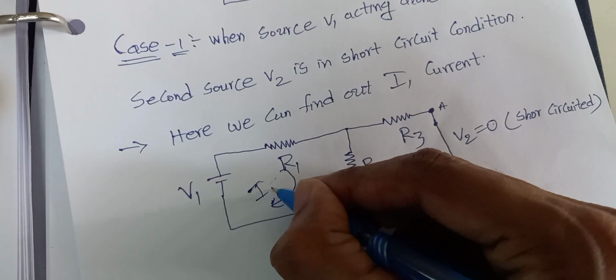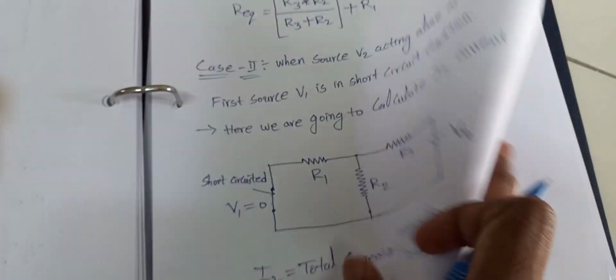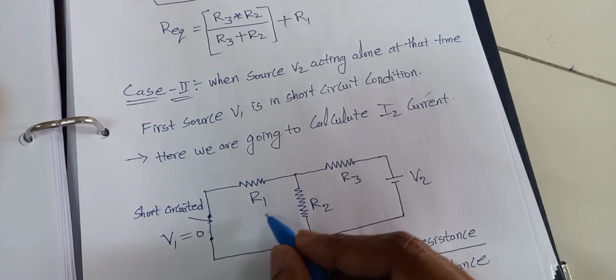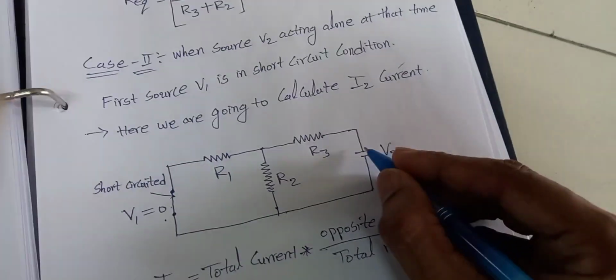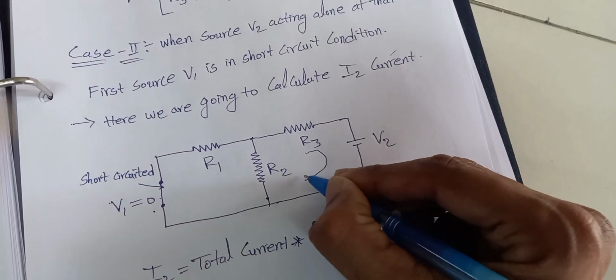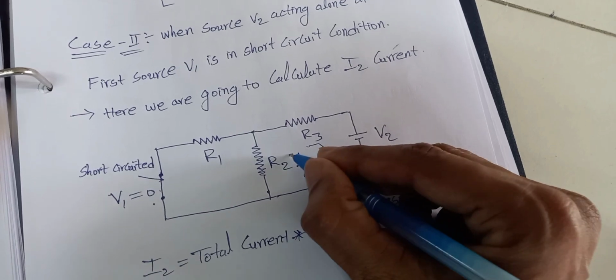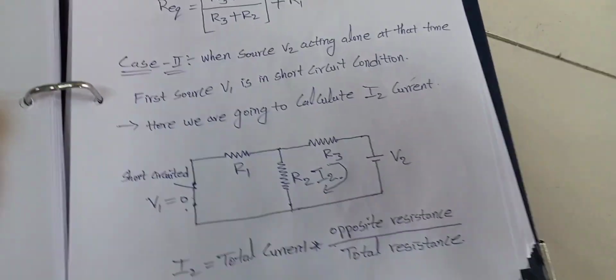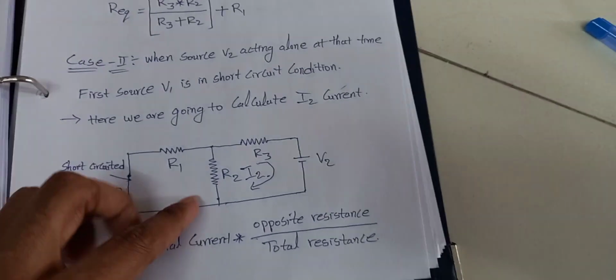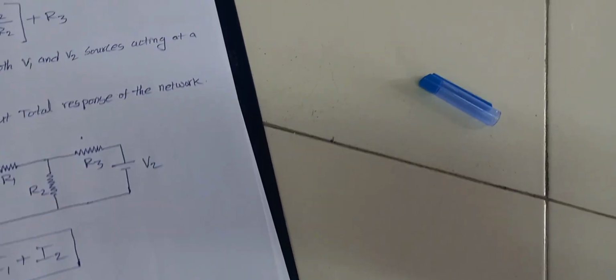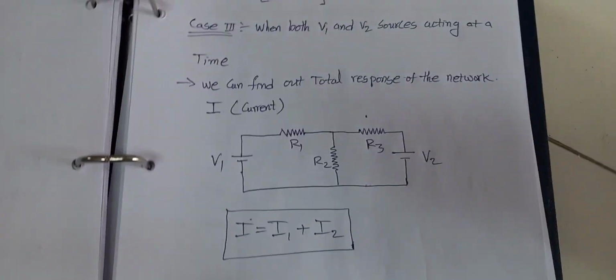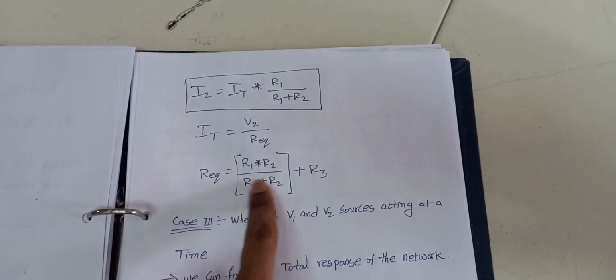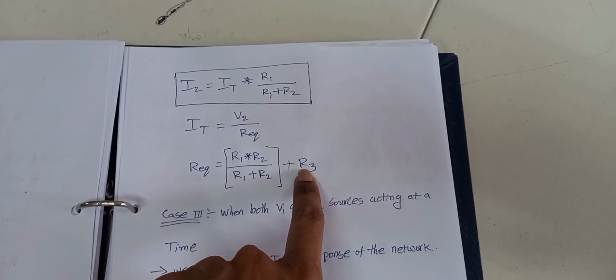I1 current. Whenever this one is a short circuit condition, we take this loop current. That is why we take these two resistances here, and R3 is in series.